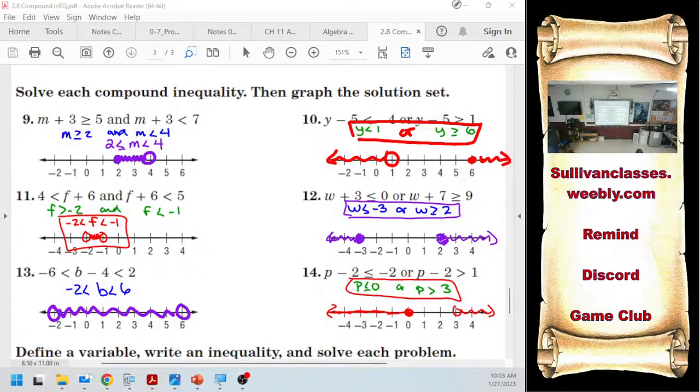Okay? What's up? Okay. On 14, did we add 2, add 2? Negative 2 plus 2 is 0. P is less than or equal to 0 means close dot, left. Add 2, 1 plus 2 is 3. P is greater than 3. Open circle on 3, everything to the right.